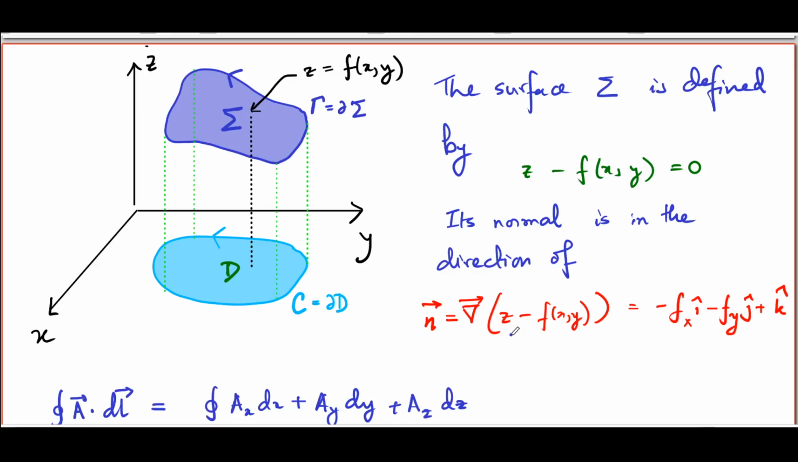Now let us leave that aside for the time being and return to the question of the line integral of A dot dl over the closed curve gamma bounding the surface sigma.